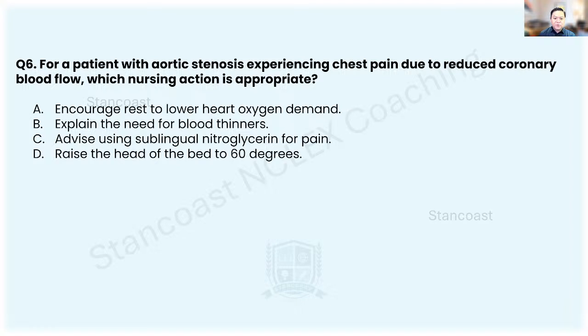The question states, for a client with aortic stenosis experiencing chest pain due to reduced coronary blood flow, which nursing action is appropriate? A, encourage rest to lower heart oxygen demand. B, explain the need for blood thinners. C, advise using sublingual nitroglycerin for pain. And D, raise the head of the bed to 60 degrees. Our scenario states the patient has aortic stenosis with chest pain because of the decreased coronary blood flow. What is your answer here? Well, aortic stenosis.